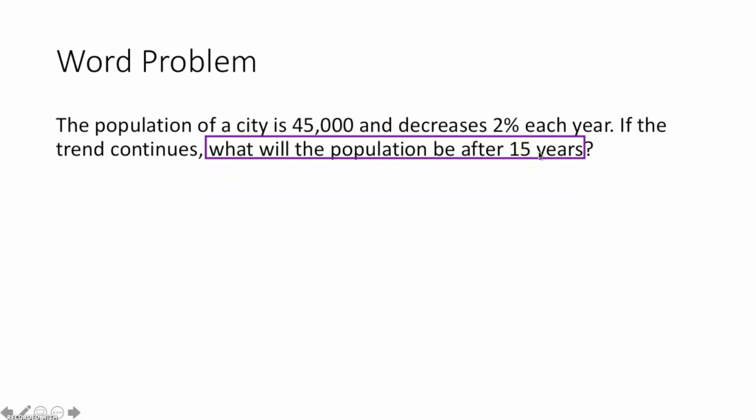Okay, so what we're going to use is our interest formula. So it looks like this. Now, what we can do here is we can plug in what we know.